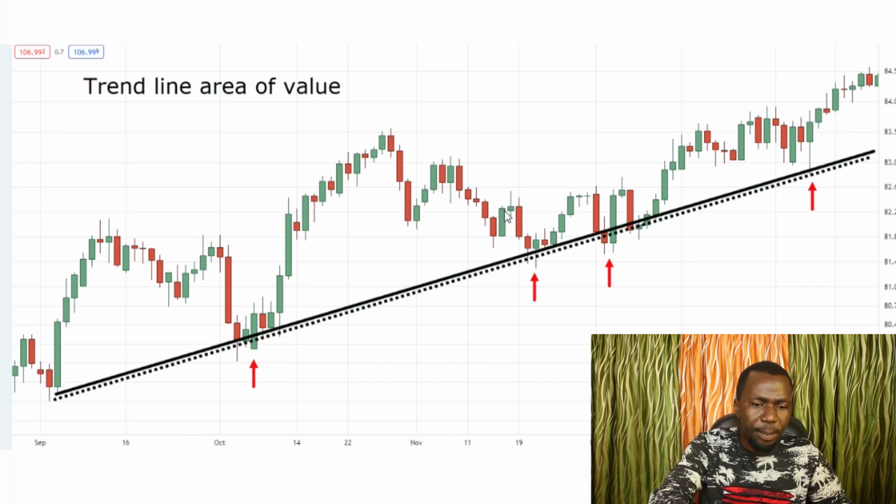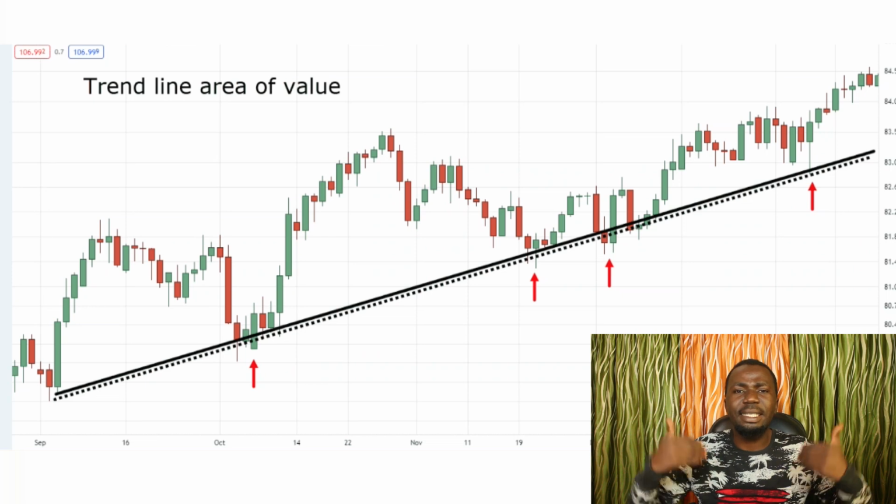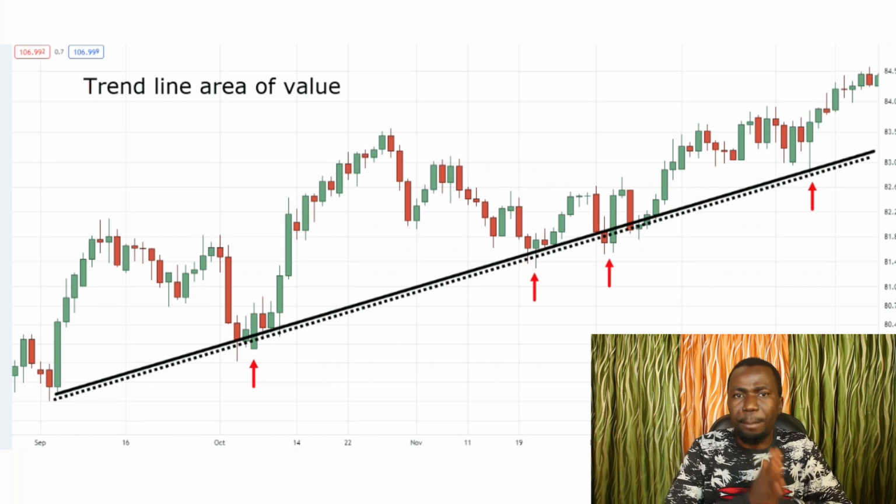But if the price gets to the trend line and breaks through the trend line, then you are trading the breakout, right? So that is why as a support and resistance trader, you are either trading the bounce or the breakout. So these are the two things you are looking at as a support and resistance trader. So this is all you need to become a successful support and resistance trader.